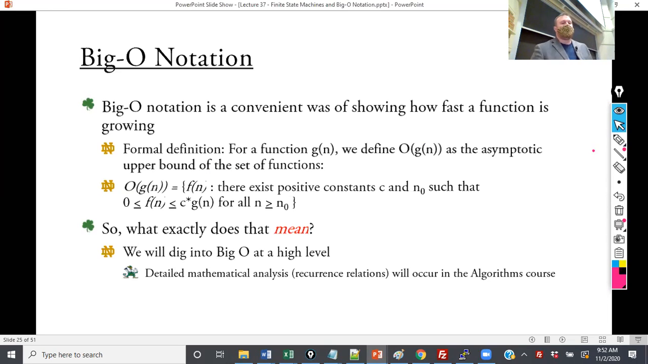So first I want to formally define big O notation, and then we're going to go over a couple of problems. For a function g of n, we define big O of g of n as the asymptotic upper bound for the set of functions. And in a formal definition, we say big O of g of n is equal to f of n, where there exist positive constants c and n initial, such that 0 is less than or equal to f of n, is less than or equal to c times g of n for all n greater than that initial value.